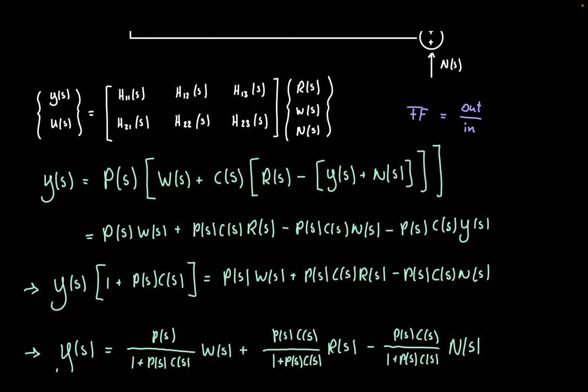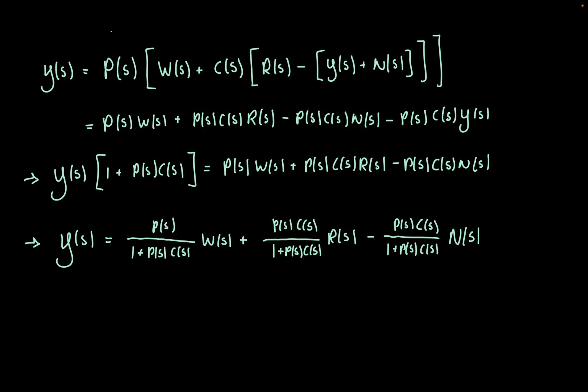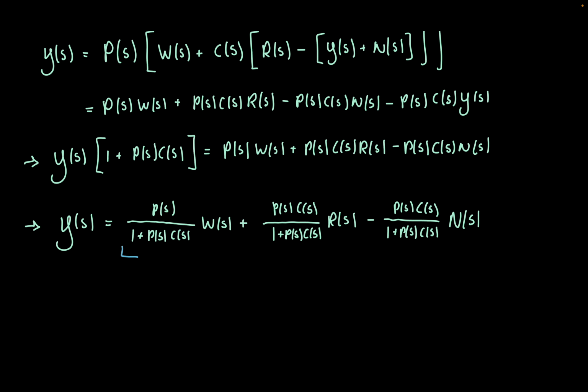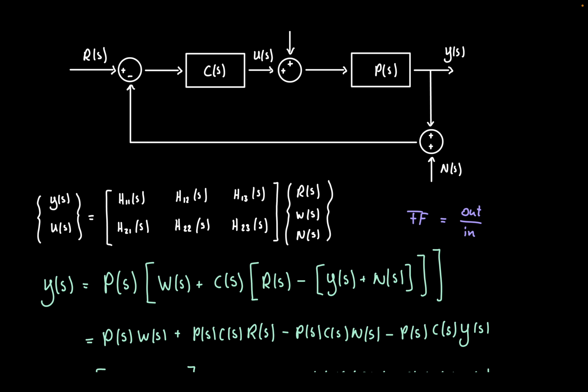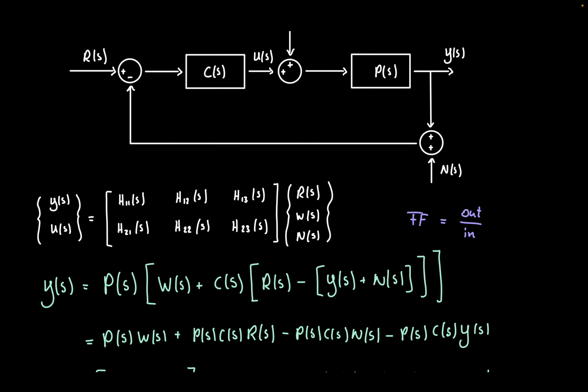So we can start to label these below, just so we don't get them confused. So essentially W corresponded to H12, R corresponded to H11, and then N corresponded to H13. So now we are halfway there. So the next thing is we want to then solve for the output U.